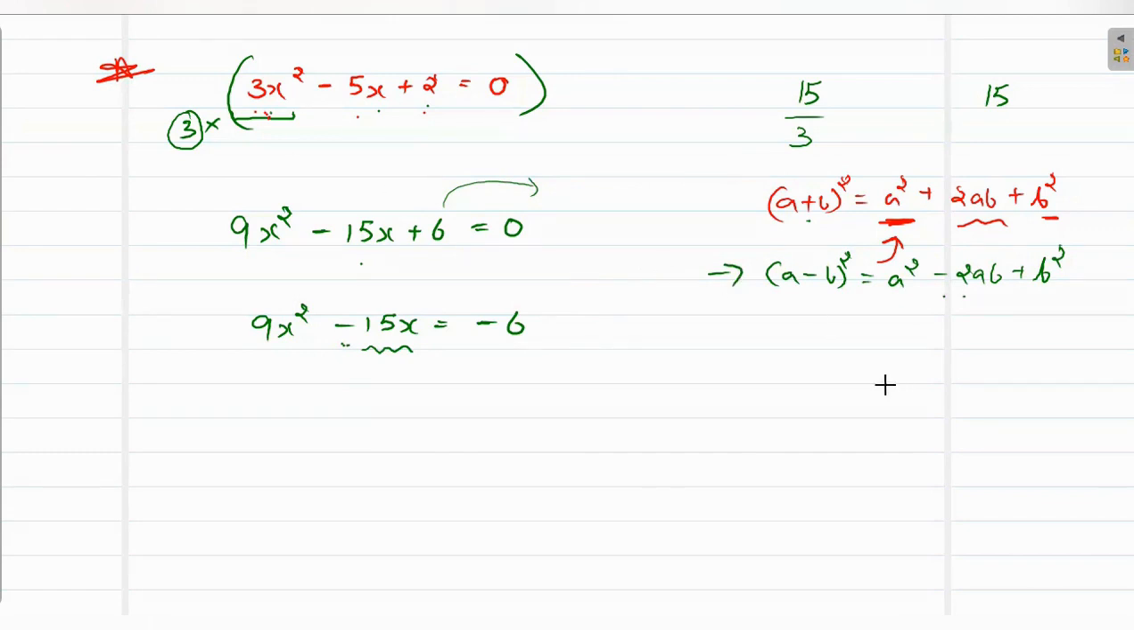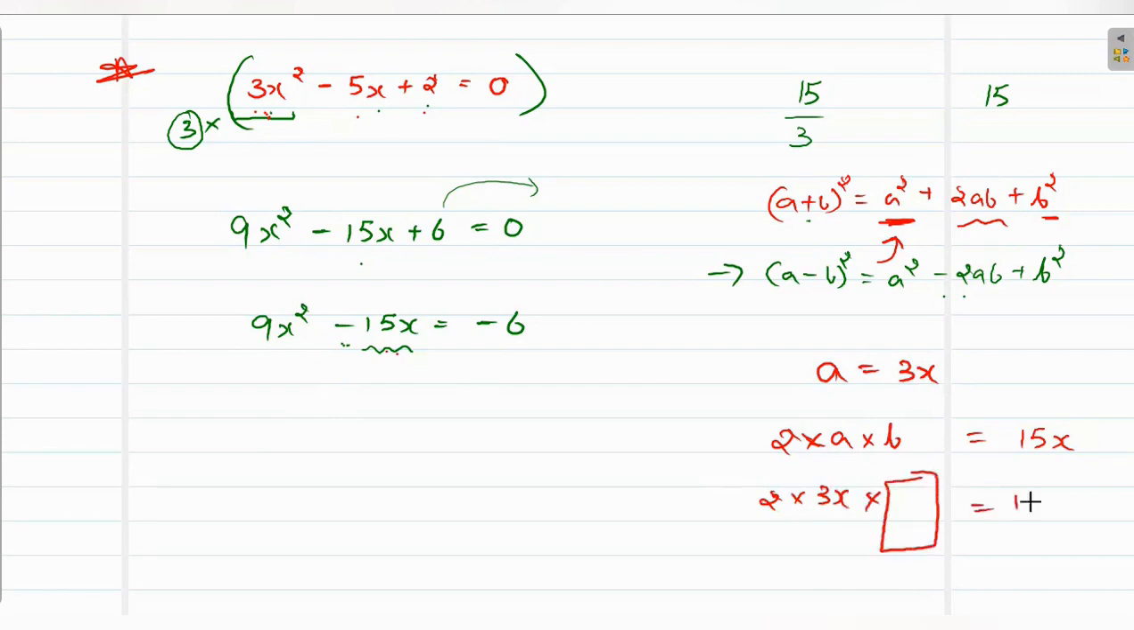Do I have my a value? What is my a? It is 3x, I can say. Yes or no? Yeah, 3x. If I need to find out 2ab, and 2ab needs to be a negative 15 for me, or you can say just a 15x. I need to find out 2ab to be 15x. So if you put a as 3x, 2 times 3x times what will you multiply so that it will become 15x? Can you think of that number?